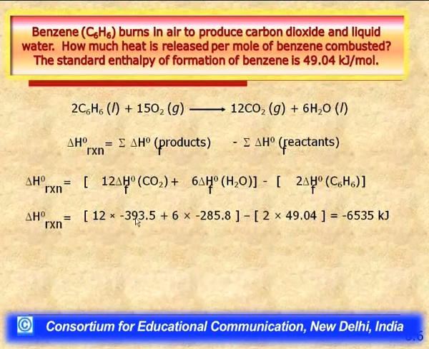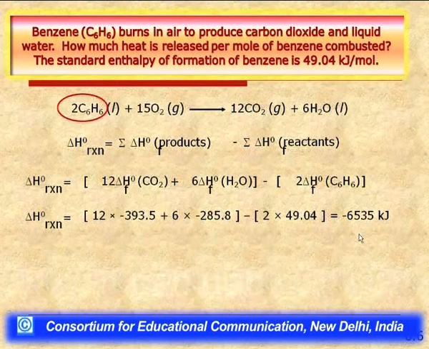Therefore, 12 times minus 393.5 kilojoule per mole, which is the standard enthalpy of formation of carbon dioxide, plus 6 times the standard enthalpy of formation of water, which is minus 285.8 kilojoule per mole. And from this sum, we need to subtract 2 times the standard enthalpy of formation of benzene, which is 49.04 kilojoule per mole. So, finally, we get the total enthalpy as minus 2635 kilojoule.